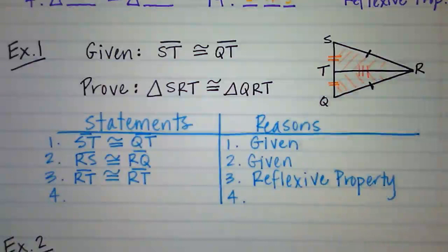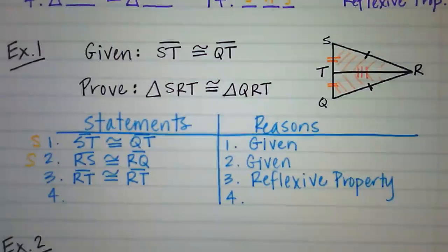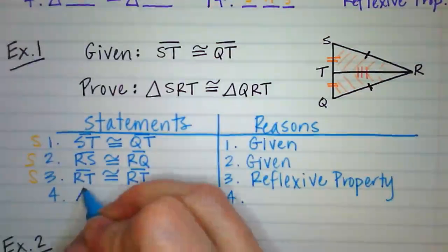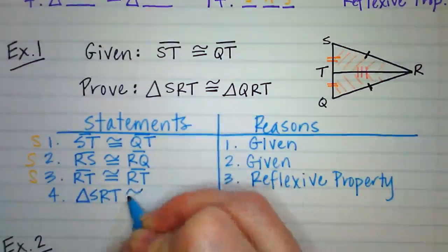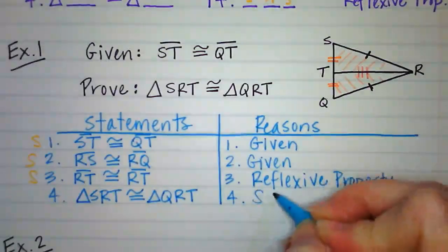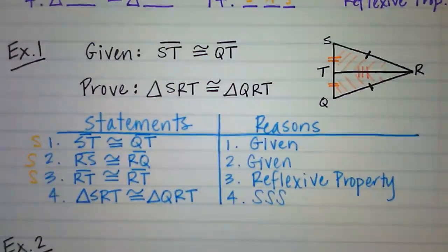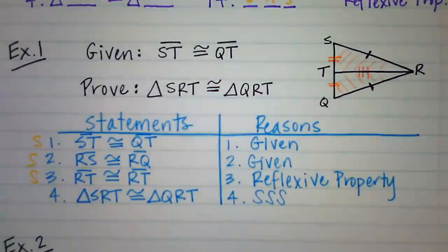So now we have our first corresponding sides right here, our second set right there, and our third set right here. Now what we can say, and I'm going to rewrite this statement, is triangle SRT is congruent to triangle QRT, and the reason is side, side, side. We are going to abbreviate; we don't want to overdo it. So there's your first proof. You have your 3 parts of corresponding congruent pieces, and then the last one just says the reason, which is side, side, side.